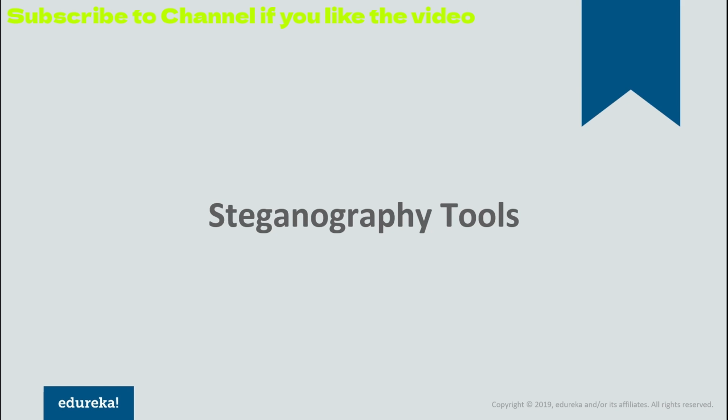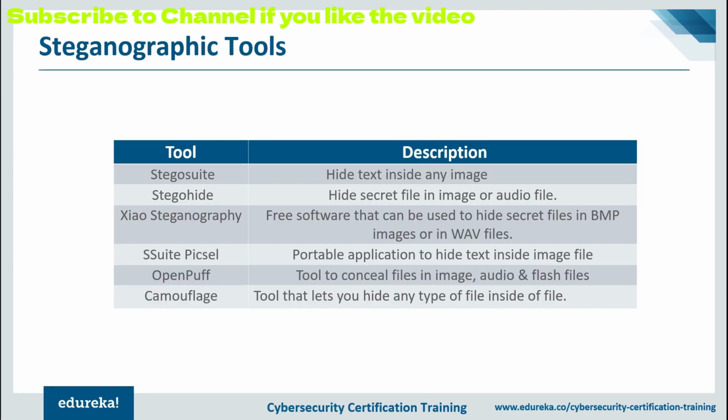This software can hide your secret message behind an image file, audio file, video file, or basically any kind of file. So we are going to take a look at a few such tools, and I'm going to show you how to use them, maybe at least 2 or 3. So there we go. The first tool is Stego Suite. Basically here you can hide any kind of text inside an image.